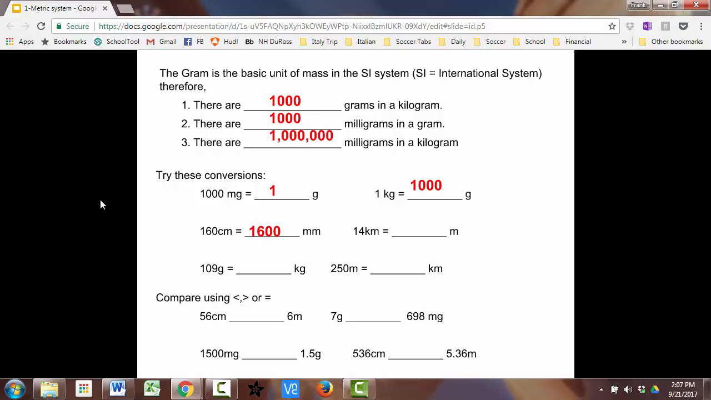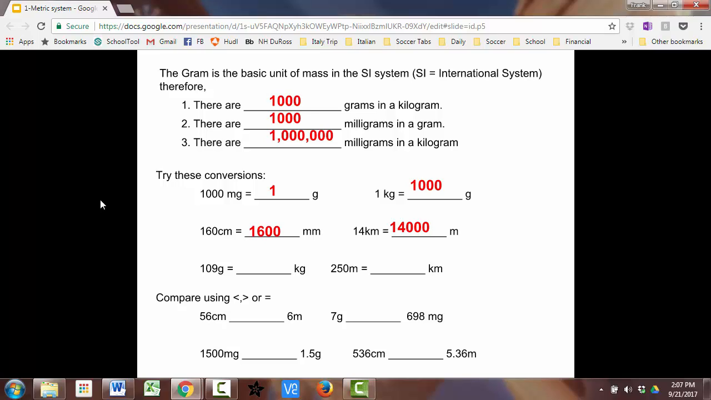Kilometers to meters. Kilometers to base unit. Someone else knew. How many places? Kilo to base unit. Joey? 3 times to the left. Oh, right. To the right, because kilo's on the far left. 3 times to the right. 1, 2, 3. Fill in. 14,000. Okay.